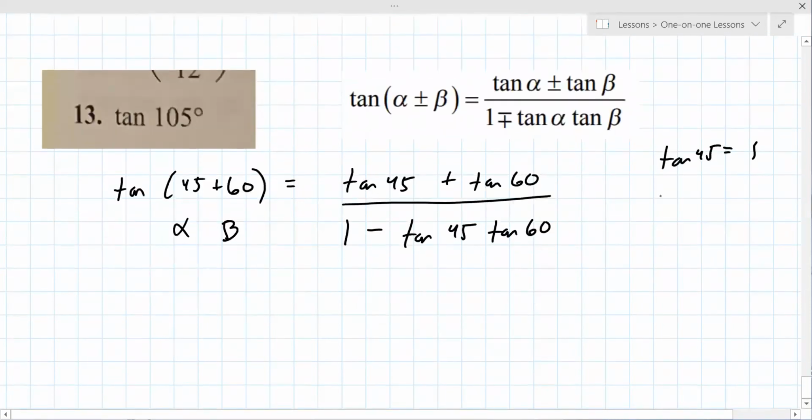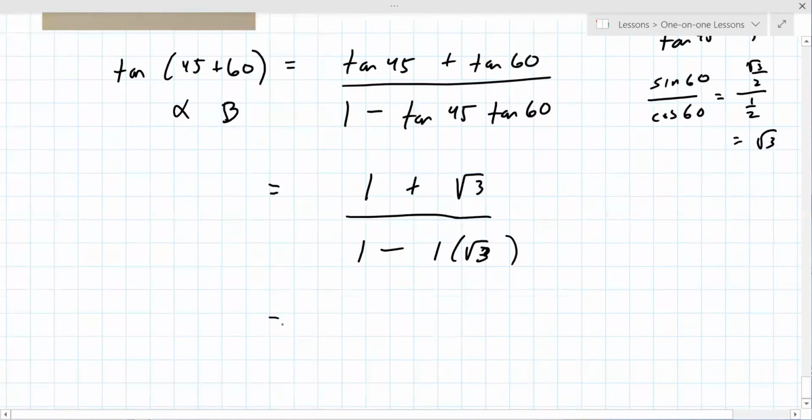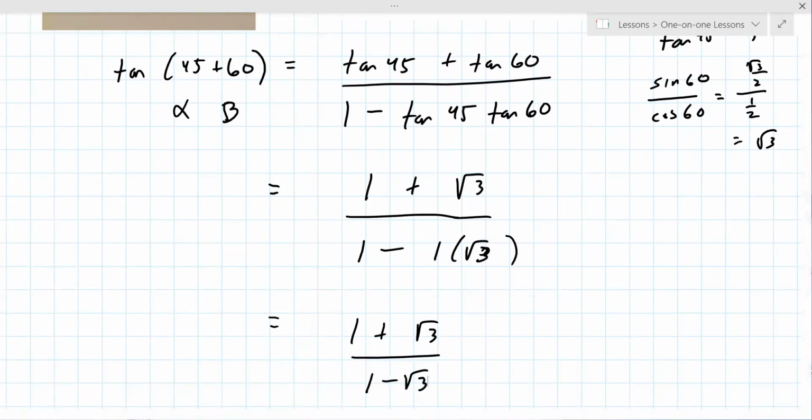Now, tangent 60, that's a little hard. So it's sine 60 over cosine 60. Sine 60 is square root 3 over 2. Cosine 60 is 1/2. So this one's not too bad. It becomes square root 3. So this is 1 plus square root 3 over 1 minus 1 times square root of 3. And then, depending on your instructor, maybe you can leave it like that. Sometimes they want you to rationalize, but we'll just leave it like that for now.